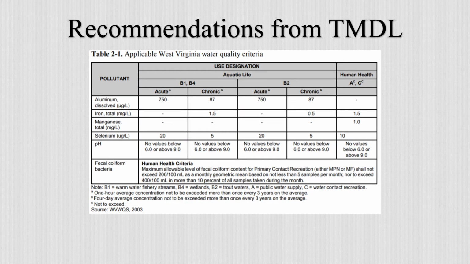So the recommendations listed from the TMDL, this table is just a general applicable West Virginia water quality criteria recommendations. We have listed here the aluminum, the selenium, and the fecal coliform that are in violation for the Guyandotte River and the Guyandotte River watershed.